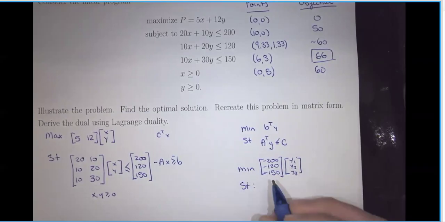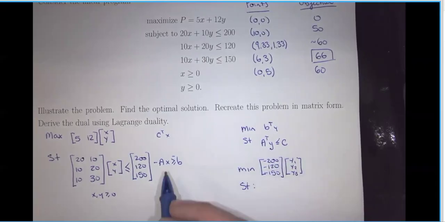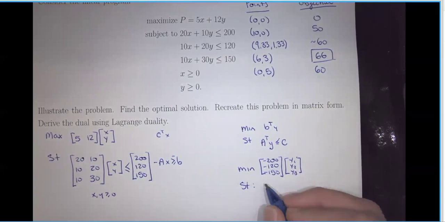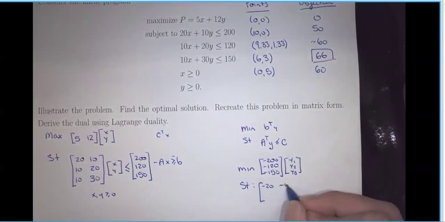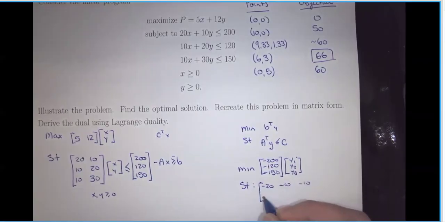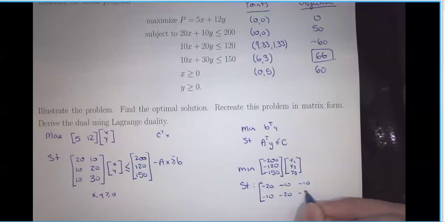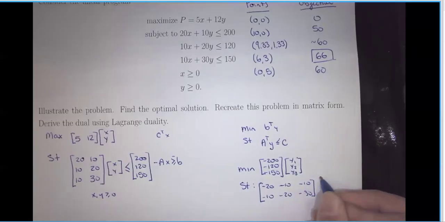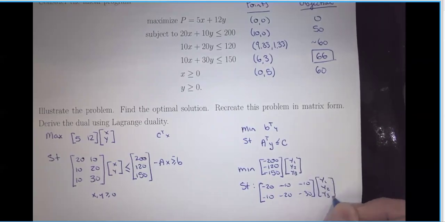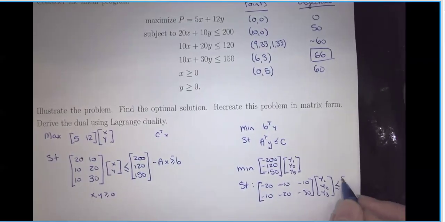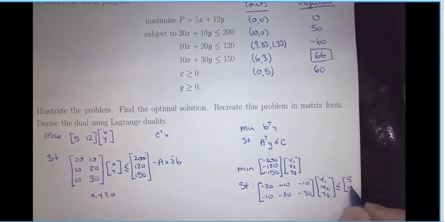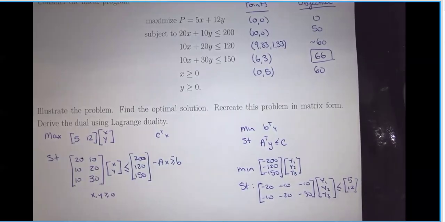Subject to the constraints, A transpose Y less or equal to C. So again, we're not dealing with A, we're dealing with a negative A here. But in any event, it'll be -20, -10, -10, -10, -20, -30 times Y1, Y2, Y3, less or equal to our C, which was (5, 12). And that's our dual problem.